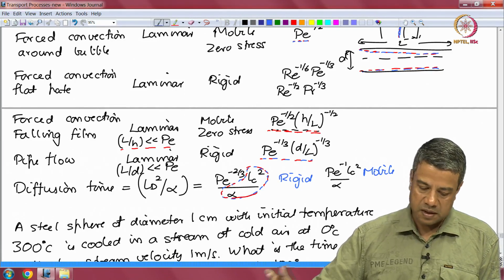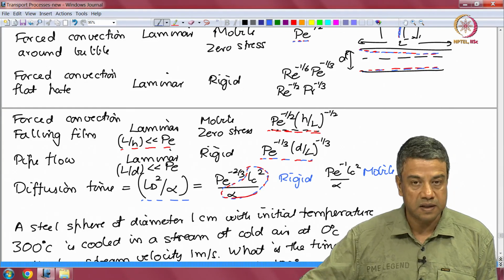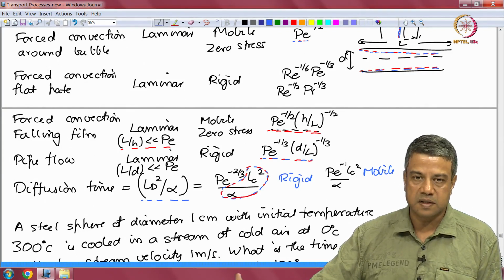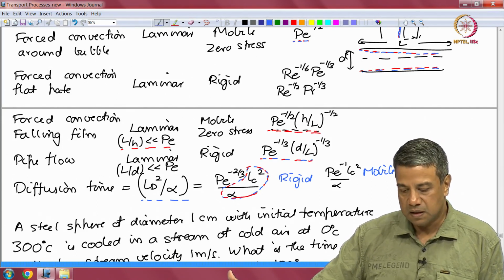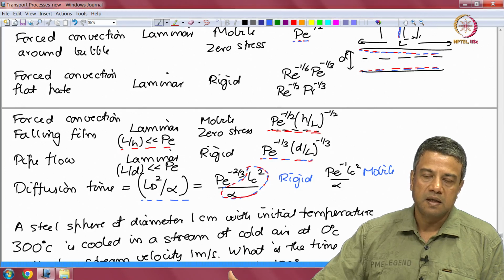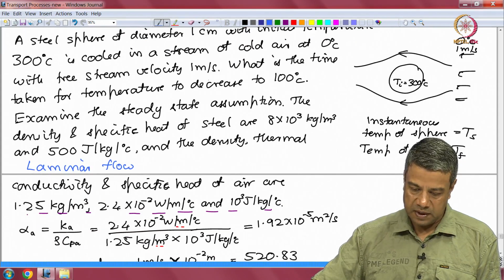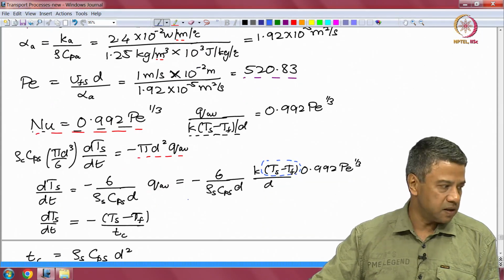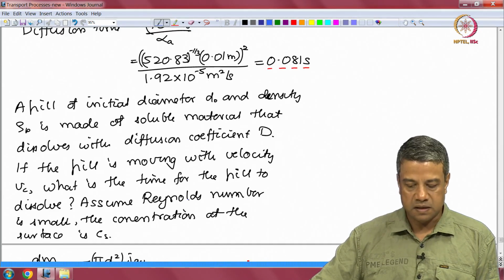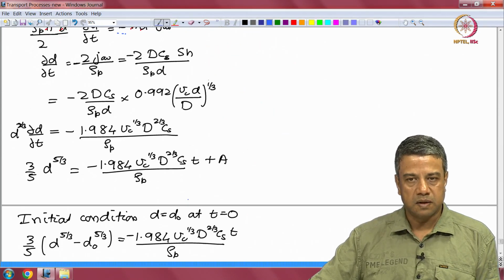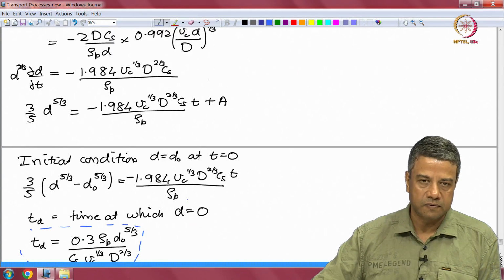And this has to be used in this expression for the diffusion time, where LD is the diffusion length, LD square by alpha, because the diffusion length is much smaller than the characteristic length. The time is much smaller than the time for diffusion over the length LC. And we had used this for natural convection from a sphere for two different problems. One is the heat transfer and the other is the dissolution problem. And so, in the case of the dissolution, you have a particle that is moving with some velocity relative to the fluid.